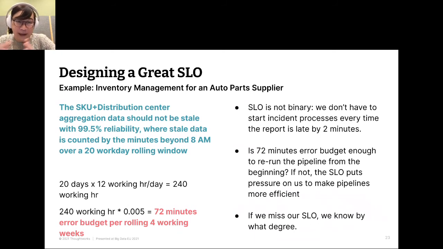Or we might say, you know what? We can't do it with this technology. 72 minutes per 4 weeks is not enough. The best we could do is 3 hours every 4 weeks. And then we need to have a conversation about, well, maybe we need better technology, or maybe we need to upscale our cluster, or maybe the challenge isn't on us as a data team. Maybe the challenge is in our upstream data sources, not uploading their data quickly enough, or having issues. And so then we put the engineering focus on the upstream teams.